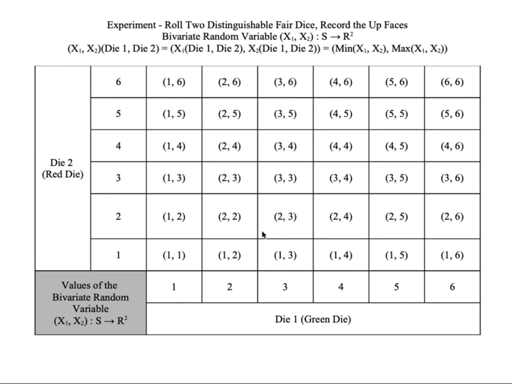And so, for example, if we wanted to determine the probability that x1 and x2, the bivariate random variable, take on the value or the point (1, 6), that would be equal to the probability of this outcome plus the probability of this outcome. And we know that each of those two cells has a probability of 1 over 36, so that would give us a combined probability of 2 over 36.